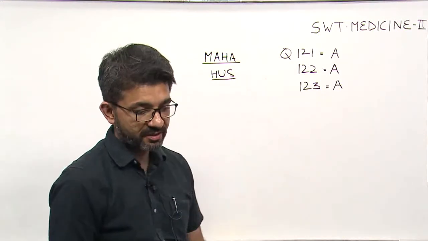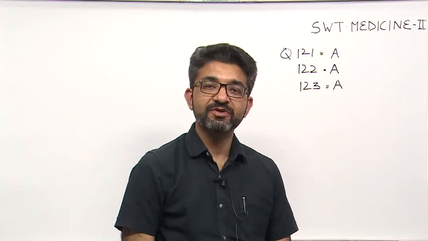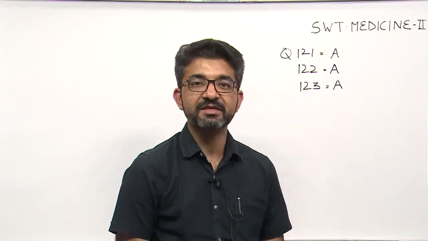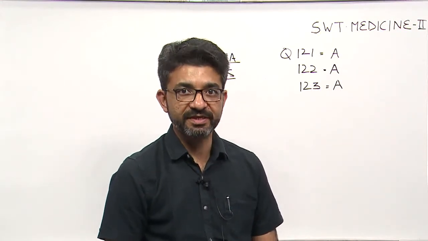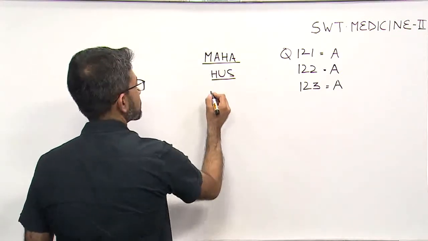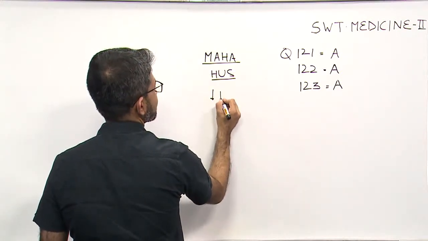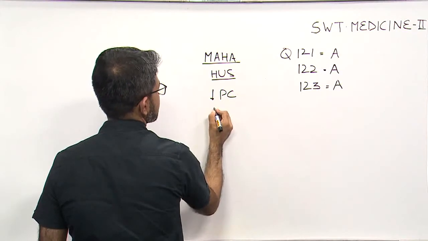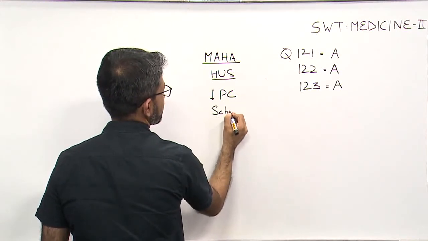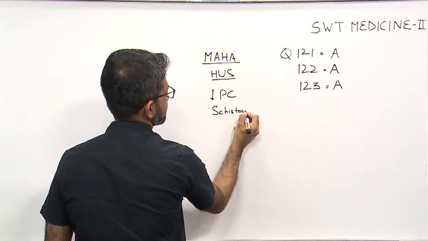Microangiopathic hemolytic anemia, thrombocytopenia, fever, red cell fragmentation, that is schistocytes. All right. So, there is decreased platelet count, there is formation of schistocytes.